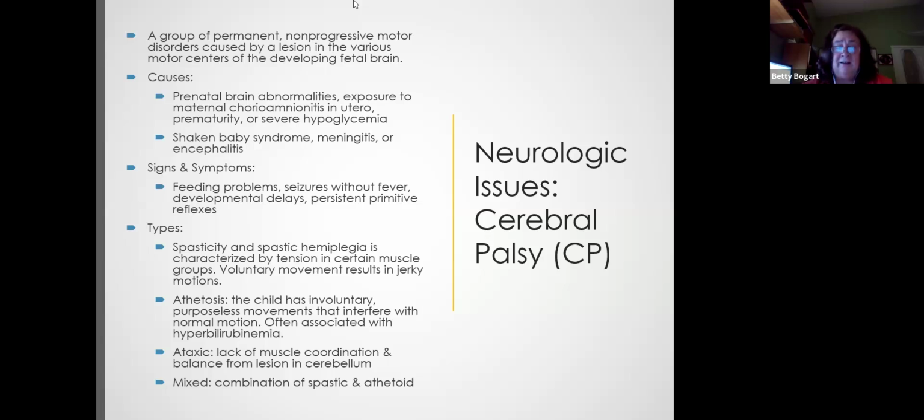Now, ataxia is the lack of muscle coordination and balance. The child can't walk right, keeps falling over, leaning over, and needs support to be able to walk. And then, of course, you can have a mixed combination of all these spastic types of things.